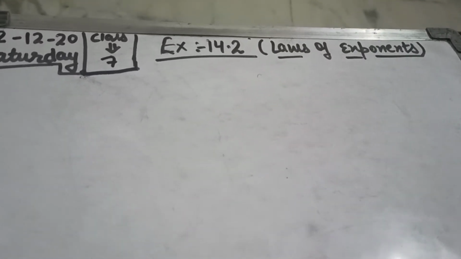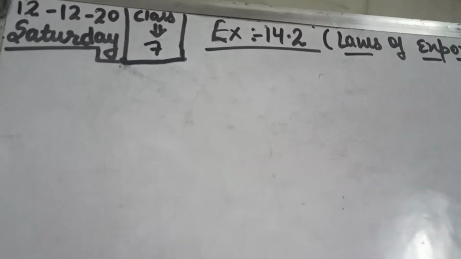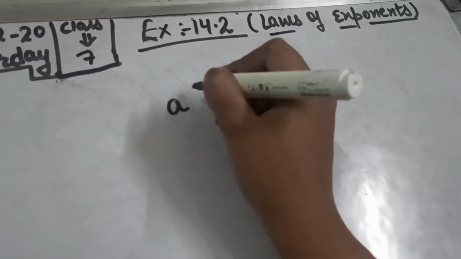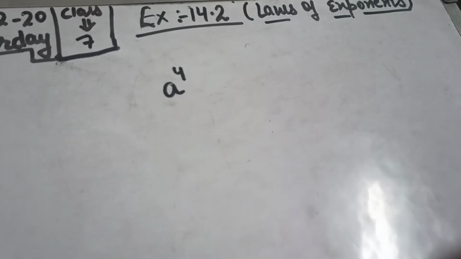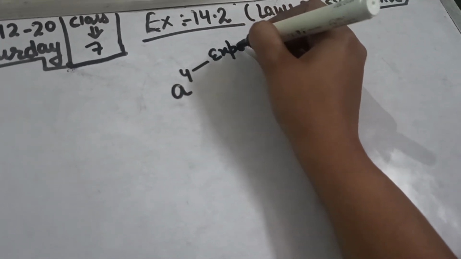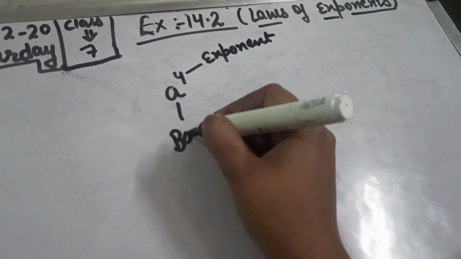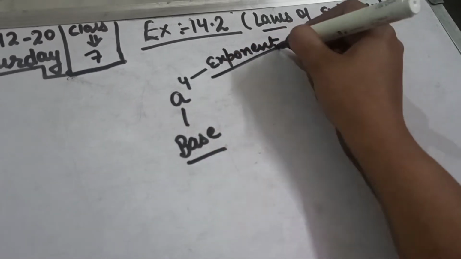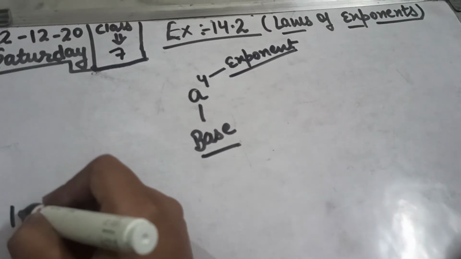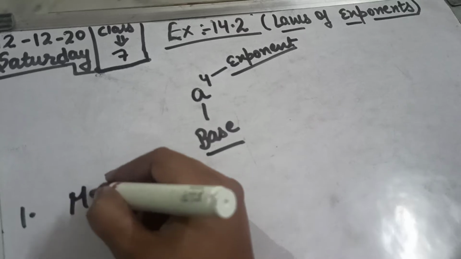The laws will apply when the base is the same. I hope you know the base. Write this. So this 4 is the exponent and this one is the base, right? So we will study the two laws, when the first one is multiplying the powers with the same base.